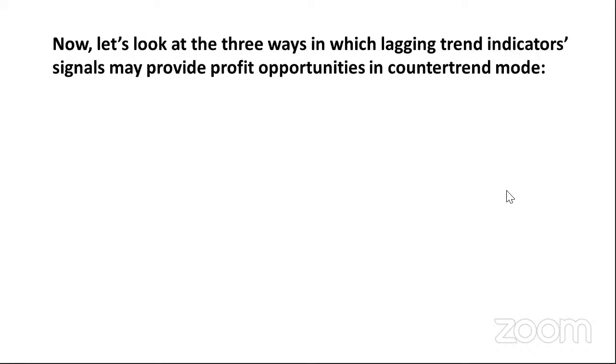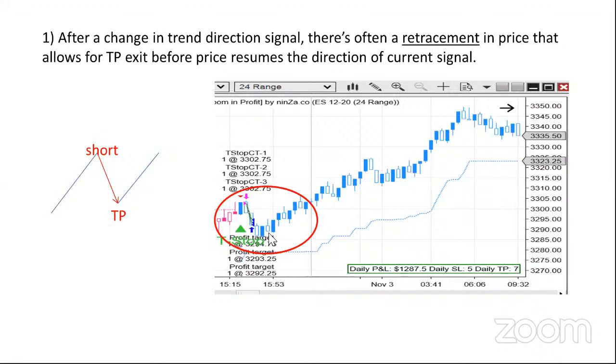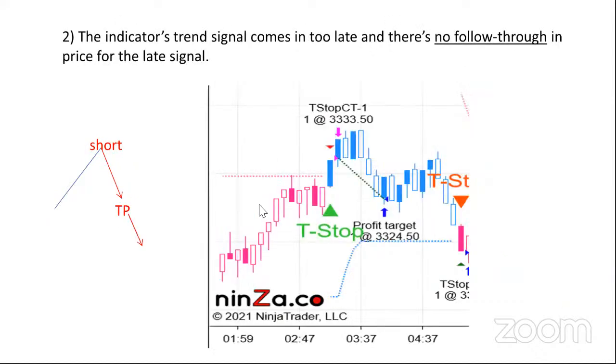Now let's look at 3 ways in which lagging trend indicator signals may provide profit opportunities in counter-trend mode. So the same chart we saw previously, here there is a retracement in the chart that allowed for a target profit exit before price resumed the direction of the current signal. And the second possibility for profit during a trend on a counter trend system is that the indicator's trend comes in too late and there is no follow through in price for the late signal. And that's an opportunity of profit for the counter trend.